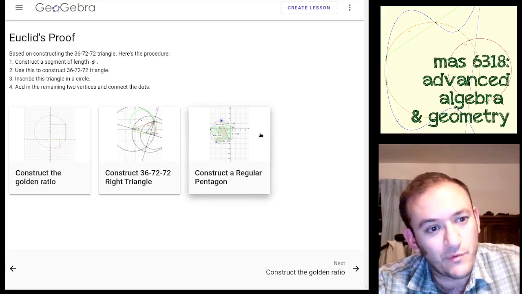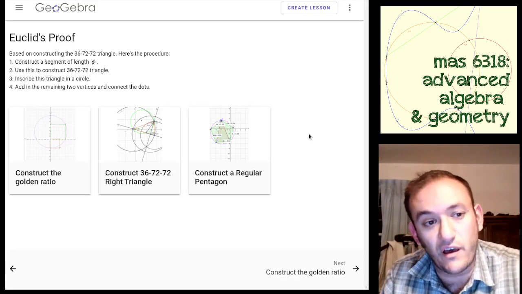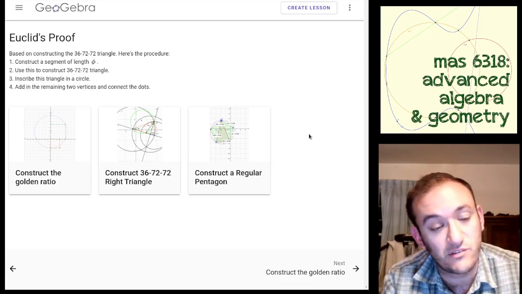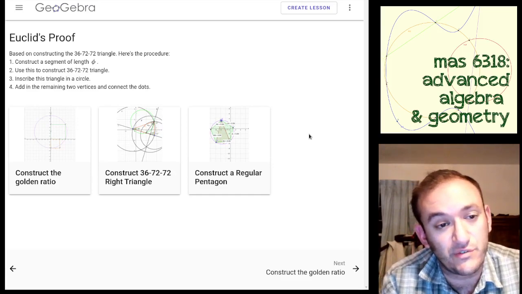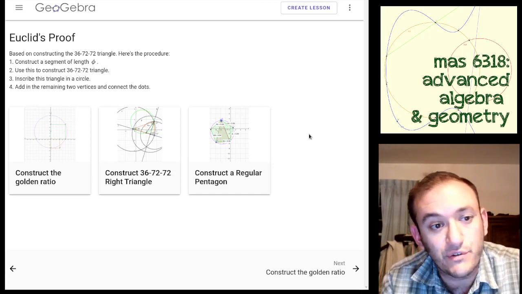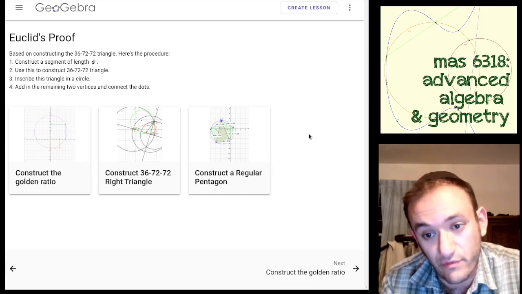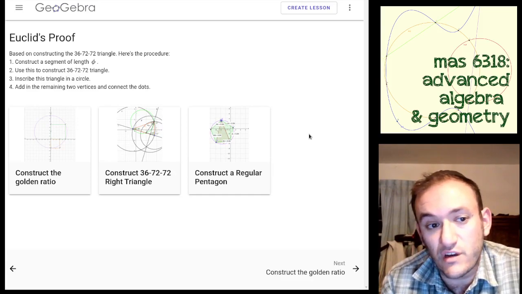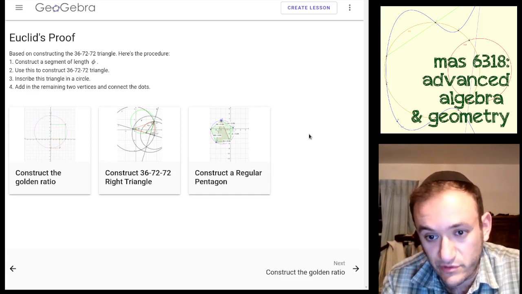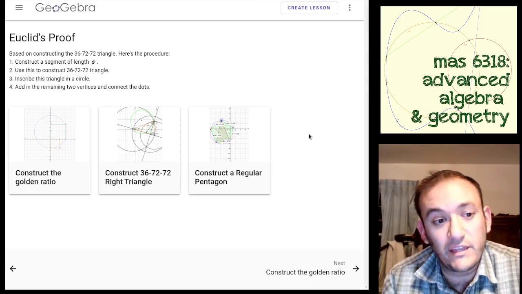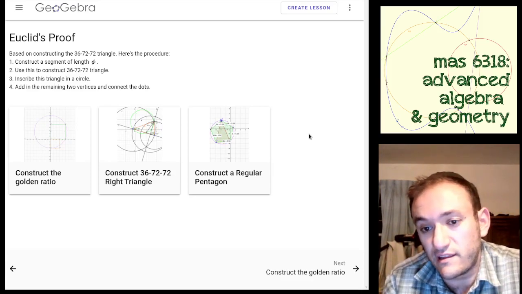Okay, so here we present Euclid's proof of how to construct a regular pentagon, and it's based on constructing the 36, 72, 72 triangle, and here is the breakdown. First, you construct a segment of length phi, the golden ratio. And then you use this to construct a 36, 72, 72 triangle. Then you inscribe the triangle in a circle, and you add in the remaining 2 vertices and connect the dots.